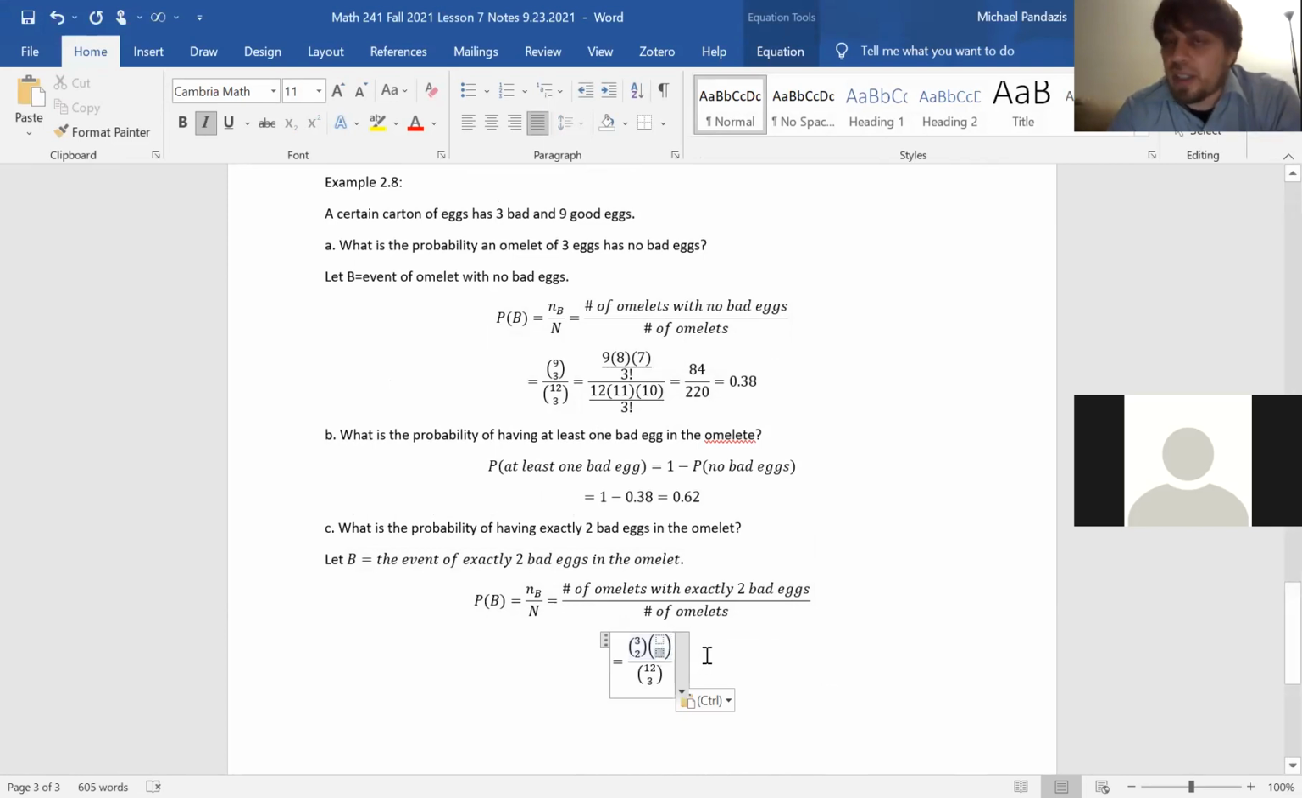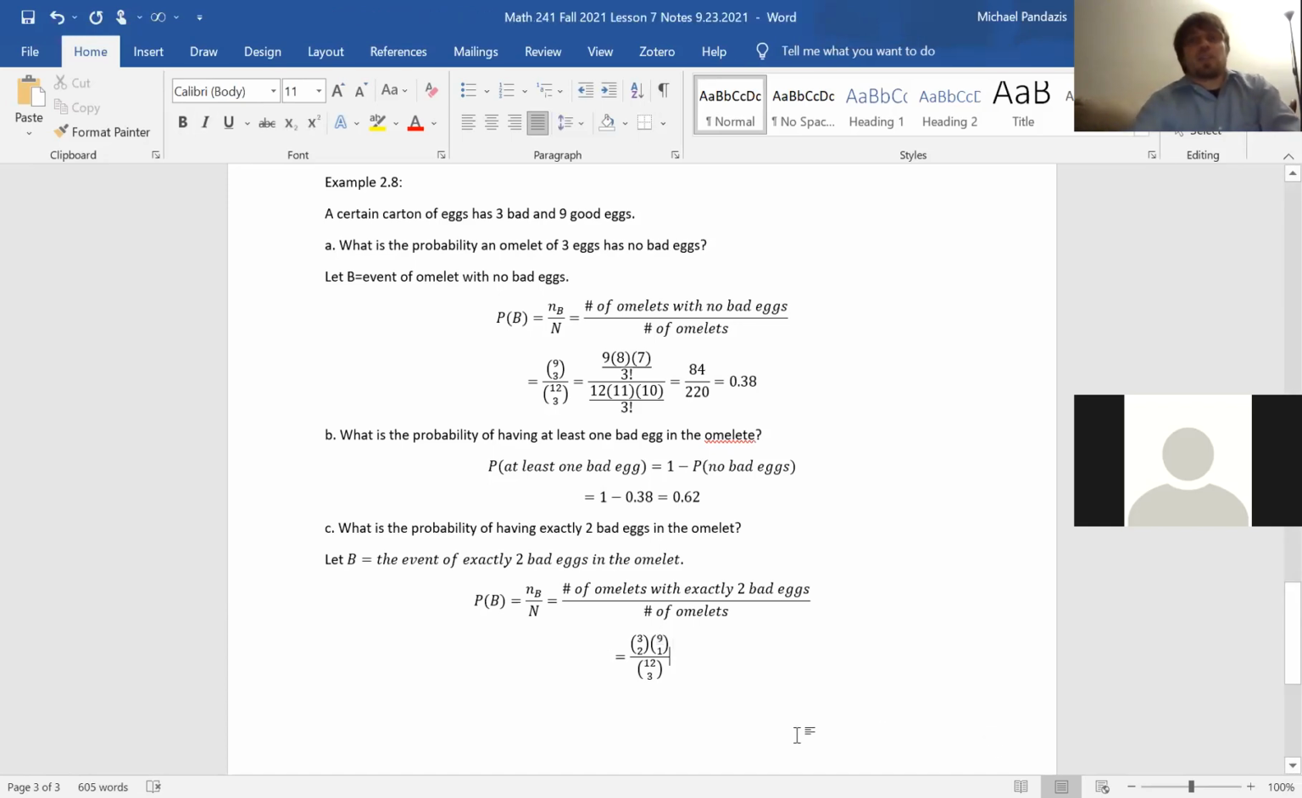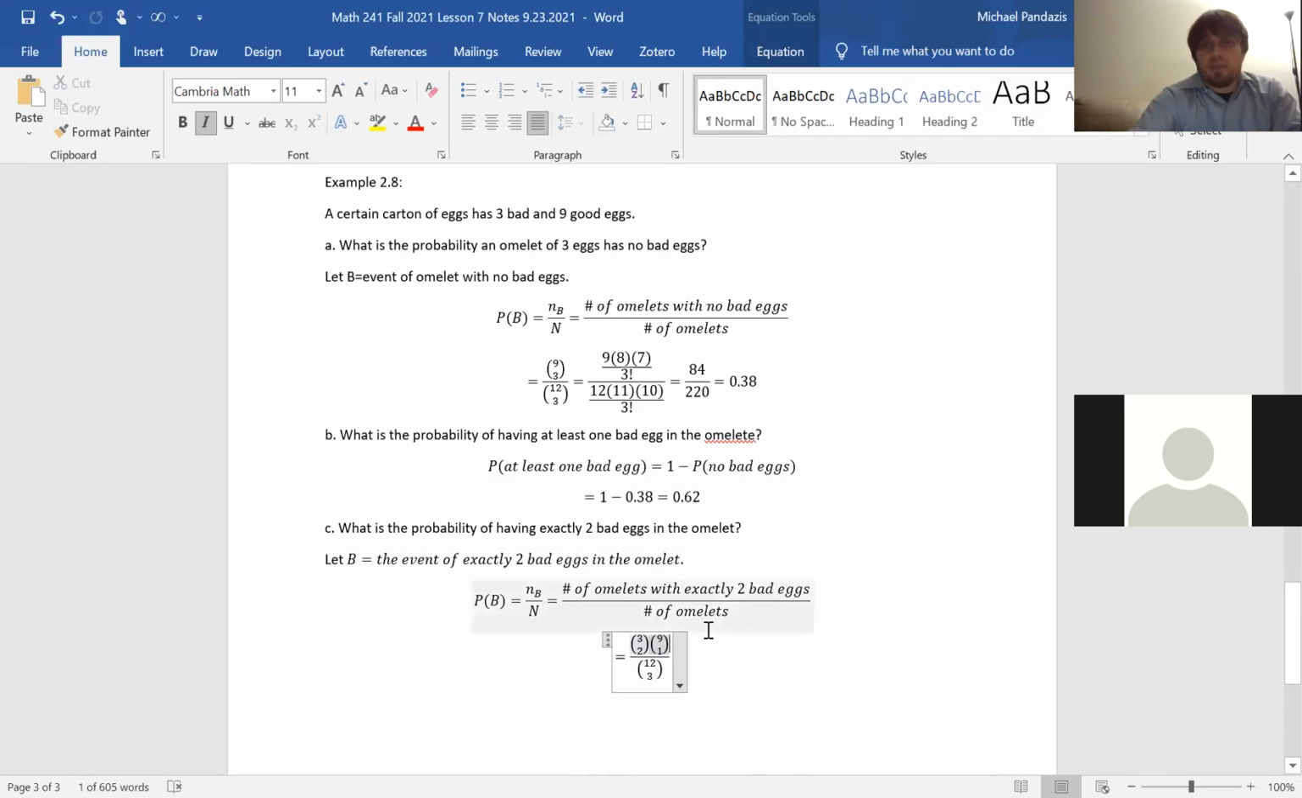And so since there's exactly 2 bad, that means the 3rd egg has to be good. And so that 1 egg you choose is out of all the ones that are good, which are 9. So the number of omelets with exactly 2 bad eggs is 3C2, choosing 2 out of the 3 bad eggs, and then also choosing 1 out of the remaining 9 good eggs. So 3C2 times 9C1 is the number of omelets with exactly 2 bad eggs.